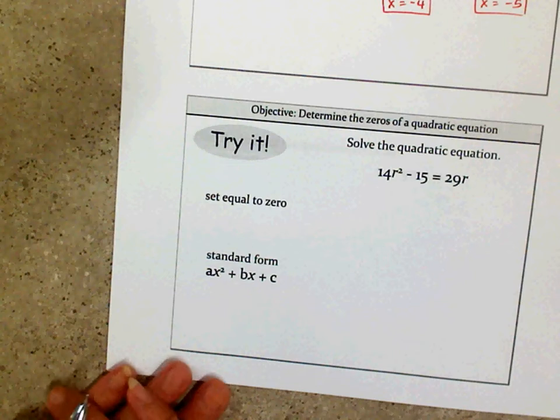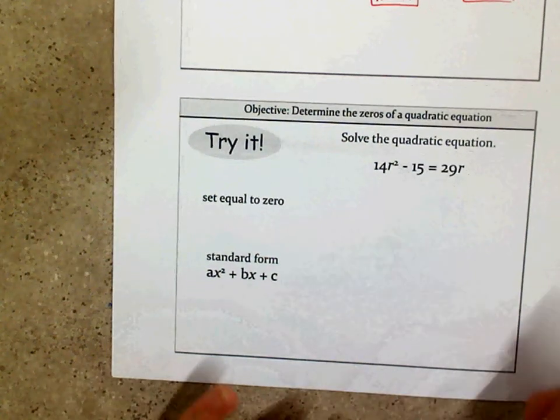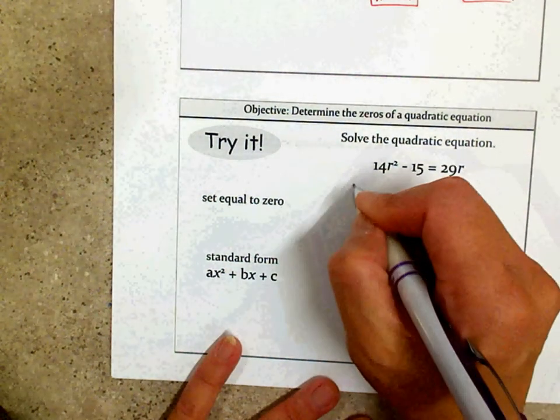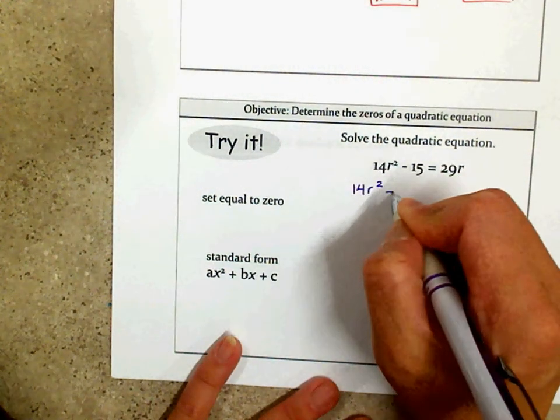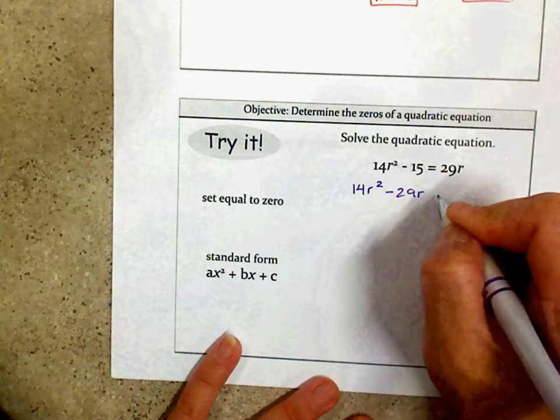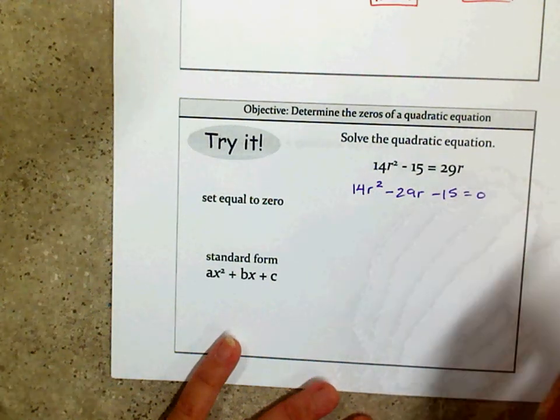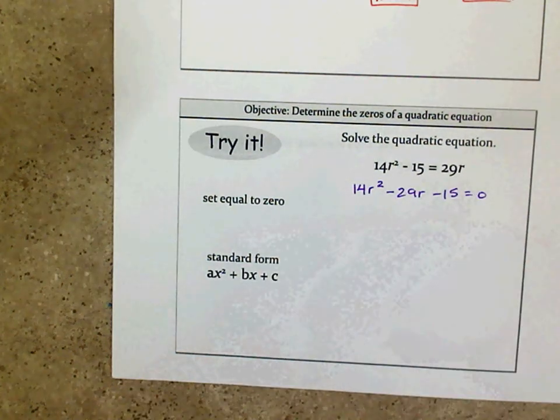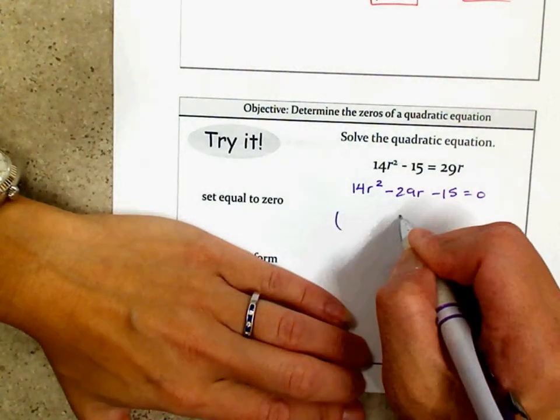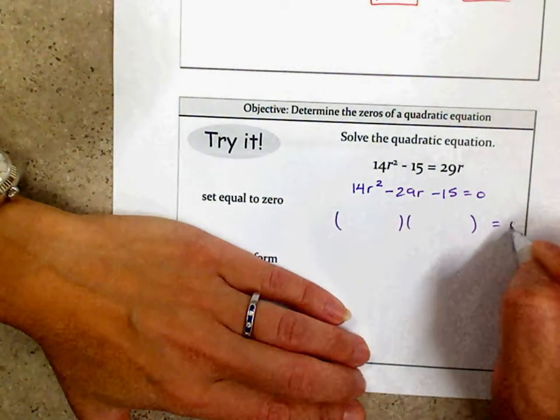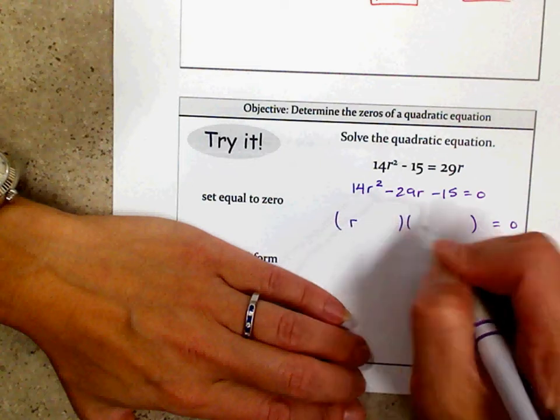Next equation. This is for you guys to try. Let's take a look at this one. Not in order, so let's put them in order. 14r squared minus 29r minus 15 equals 0. Any greatest common factor? No. So I'm just going to draw my two sets of parentheses, set it equal to 0. r and r. And that 14 is going to come back later.